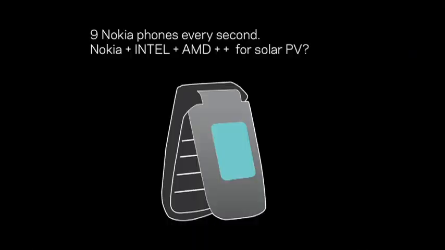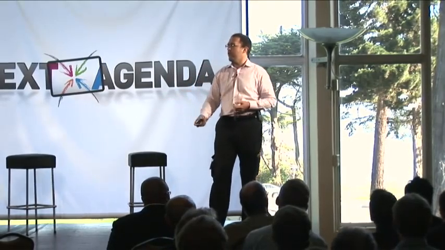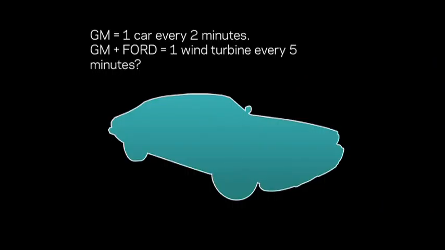Nokia makes about 9 to 12 cell phones per second. I'm not sure how many Apple do, but if you took Nokia, Intel, Apple, AMD, roughly had all of their industrial facility focused on photovoltaics, that's the sort of scale we need to do 2 terawatts. GM used to make 1 car every 2 minutes. GM and Ford together, that's the sort of capacity you need to be making 1 wind turbine every 5 minutes. So this is the good news.